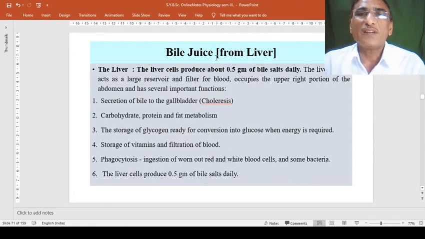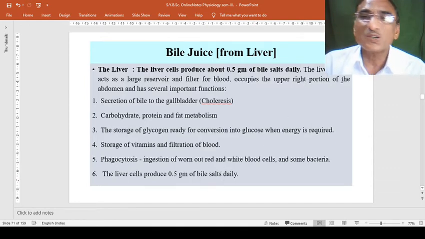And from the gallbladder it is secreted by the bile duct into the duodenum. Like the pancreatic duct, bile juice is also secreted by the bile duct from the opposite side into the duodenum. The liver cells produce about 0.5 gram of bile salts daily. So this is also given at the end of this slide. There are different kinds of bile salts that we will see later on.